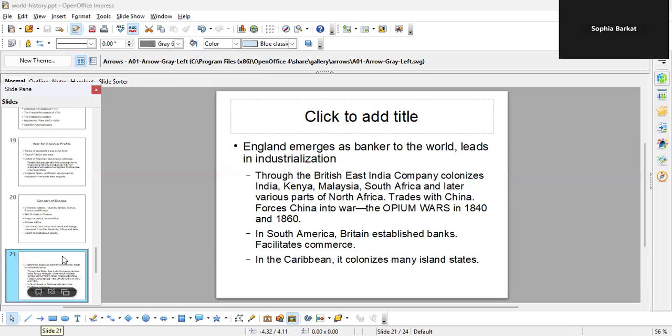You also see in South America, Britain established banks. They facilitate commerce. They become involved in Latin America. In the Caribbean, it colonized many island states. So we see that England has emerged as this powerful economic and military power, essentially, right?